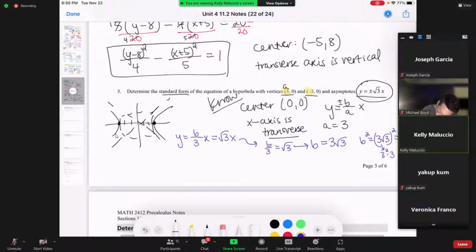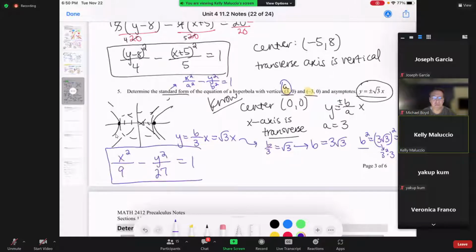What do we need? Standard form centered at 0, 0 is x squared over a squared minus y squared over b squared equals 1. And we had a from the beginning. It was 3. We just needed to get b, or b squared, really. So now we can just write this equation: x squared over 3 squared, so 9, minus y squared over 27 equals 1. And this is our standard form of the equation.